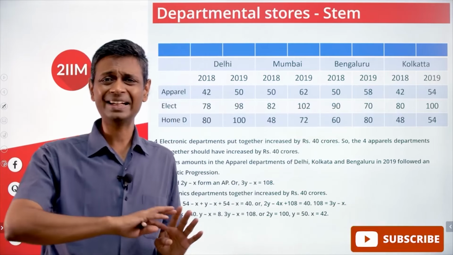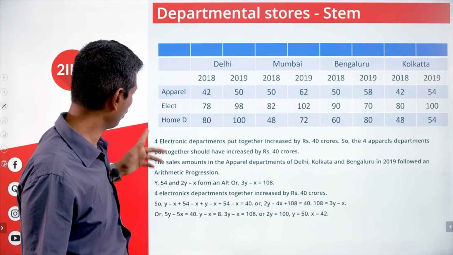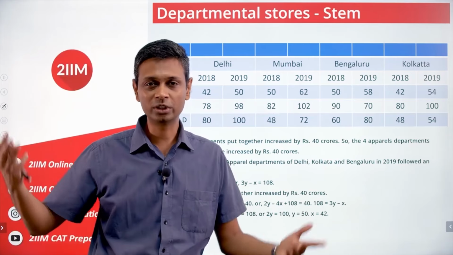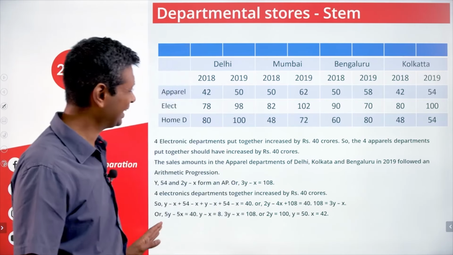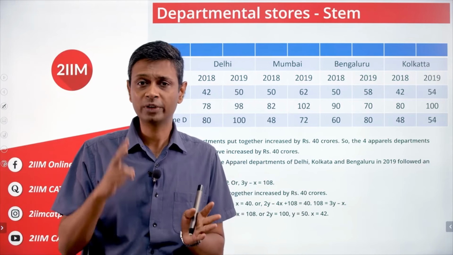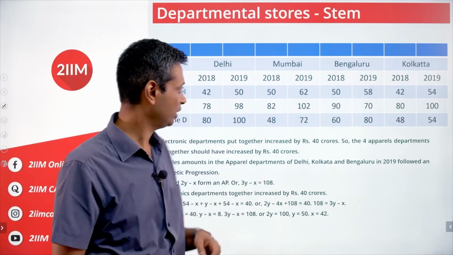So we've got the entire set of numbers for apparel, electronics and home decor for 18 and 19 for all 4 cities. You should just look at these questions and then answer them. We've got the entire grid. Plain vanilla plugging in gaps and plain vanilla equation solving in 2 variables. Nothing more than that.